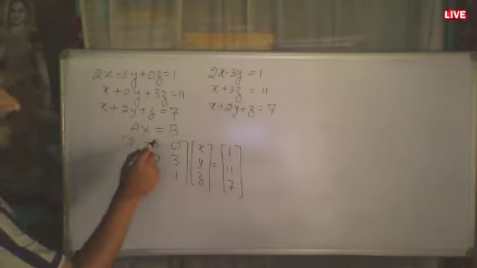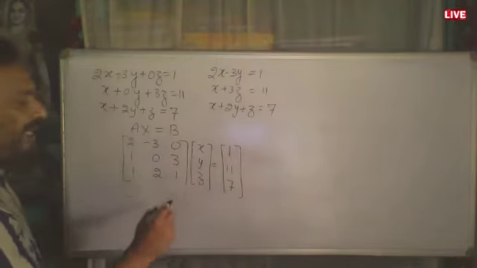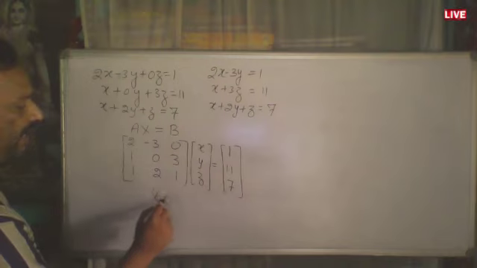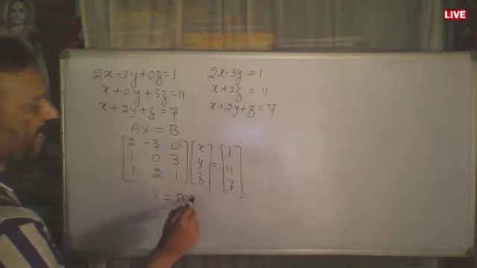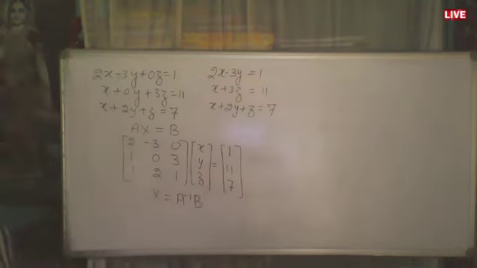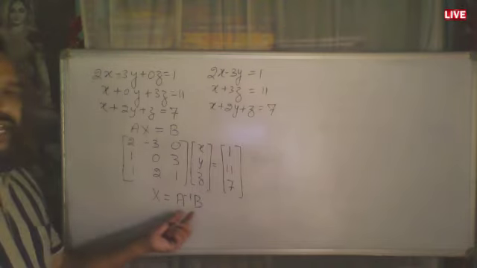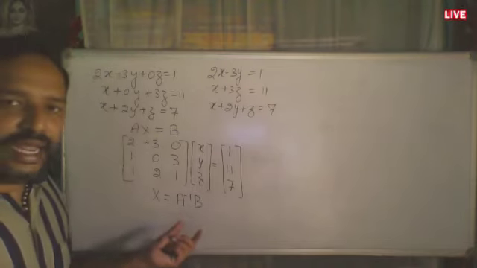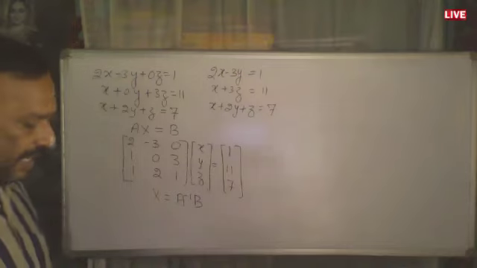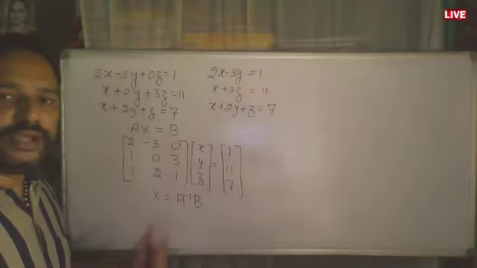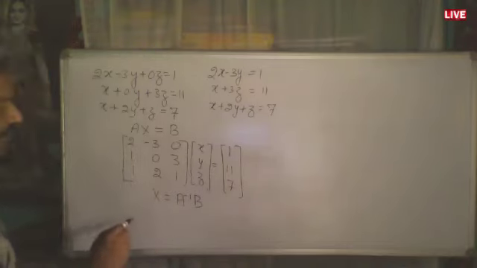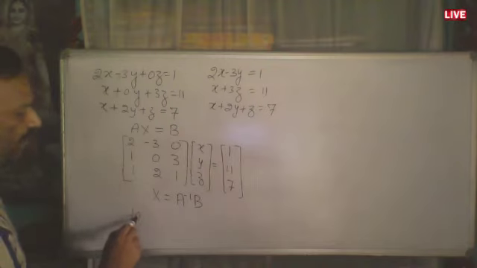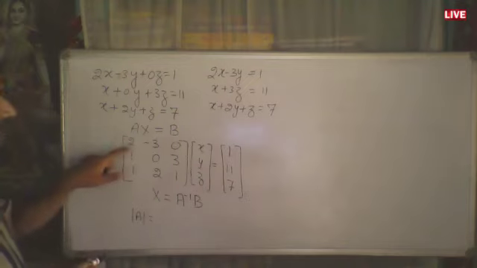Now to find X, which is actually unknown, we have to take A to the opposite side, that is X is equal to A inverse B. So to find X we need to find A inverse, and A is invertible if and only if A is a non-singular matrix. To check whether it is non-singular or singular, we have to find the determinant of A, and we will start with this.